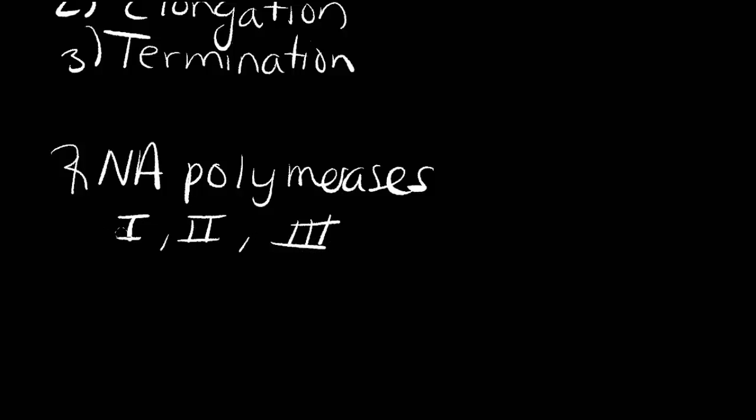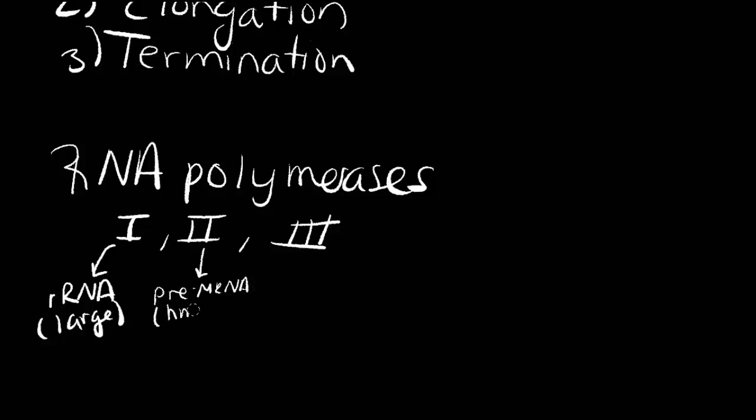So, number 1, we are going to be making what is going to be known as rRNA, but these are going to be large. And rRNA is just ribosomal RNA. Number 2 is going to create what's going to be known as pre-mRNA, which is also known as what we just mentioned, hnRNA. It's also going to create snRNA, snoRNA, and miRNA.